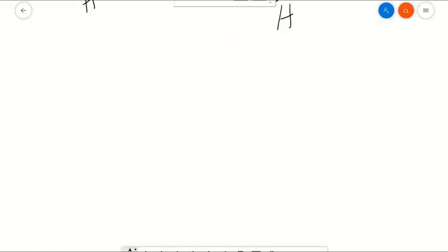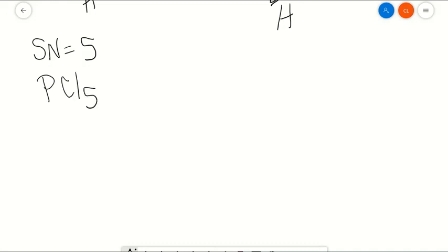Now let's take a look at steric number 5. All right, so the first example we're going to do for steric number 5 is PCl5. Now you're going to notice for these higher steric numbers that we are going to be typically dealing with an expanded octet, because if you're going to be bonding 5 things, 5 electron groups is at least 10 electrons. So let's take a look here.